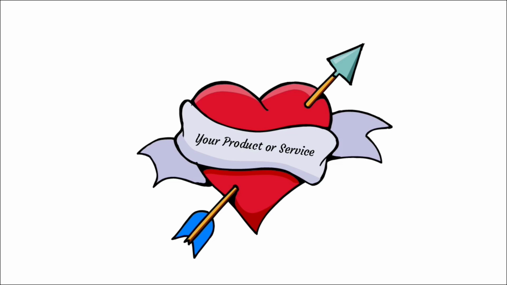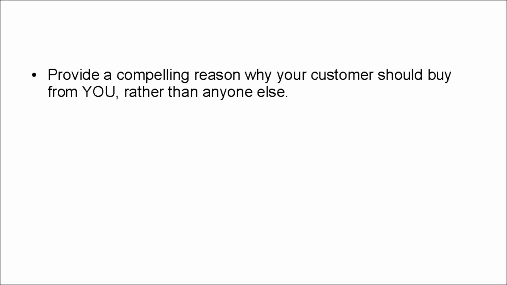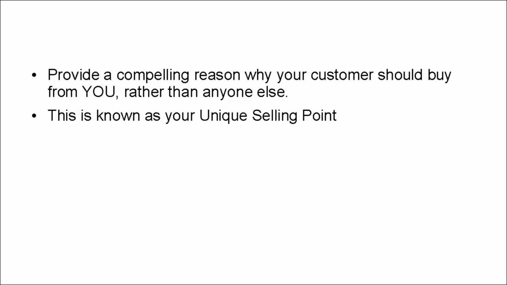Once they have an idea as to what's in it for them, then they're going to start to desire your product or your service. Now, there are several types of desires that you can stimulate in your copy. You can stimulate the desire to eliminate or minimize a future loss, or to gain something. And what you should do is provide a compelling reason why the customer should buy from you rather than buy from anybody else. And this is known as your unique selling point, which is often referred to as a USP.